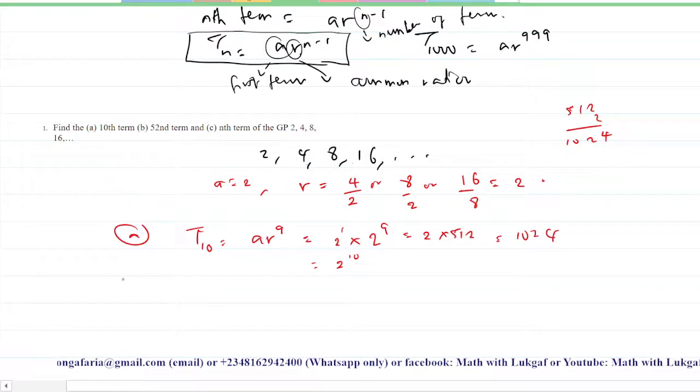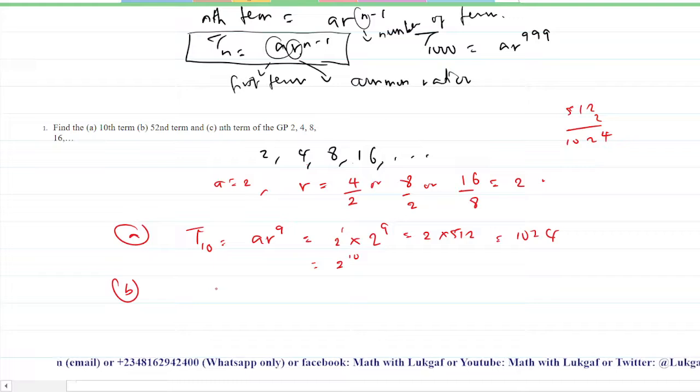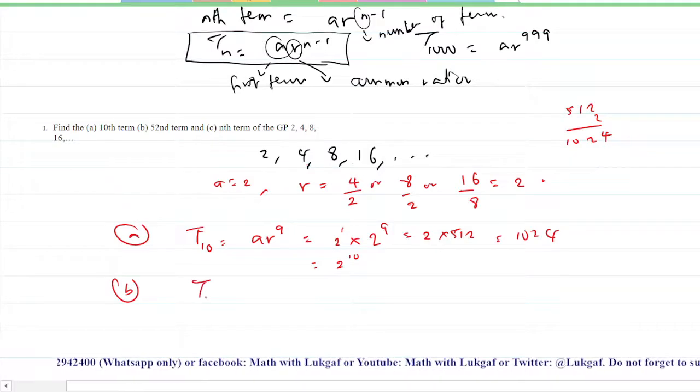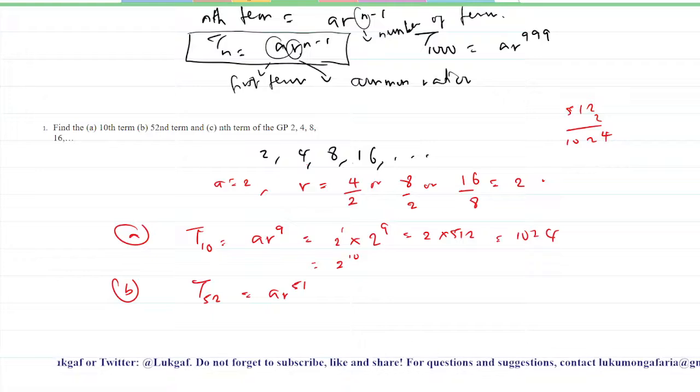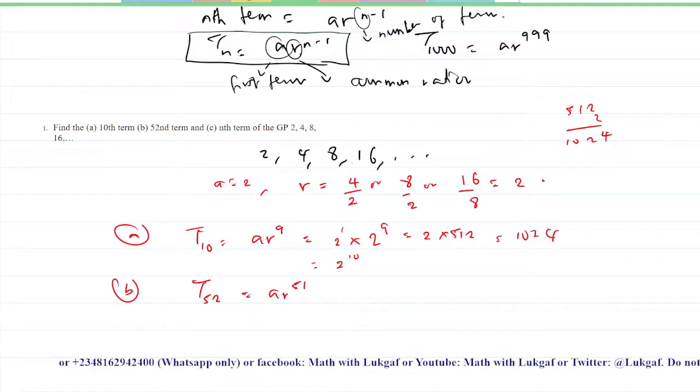So, for example, now the second question asks us to find the 52nd term. That's going to be T52. And from the sequence we obtained, your T52 will be ar raised to power 51. How do we obtain 51? Don't forget, if you want to obtain the nth term, what you are going to do is to write ar first, then on the index, just subtract 1 from the term you want to find. So in this case, 52 minus 1 will give you 51.